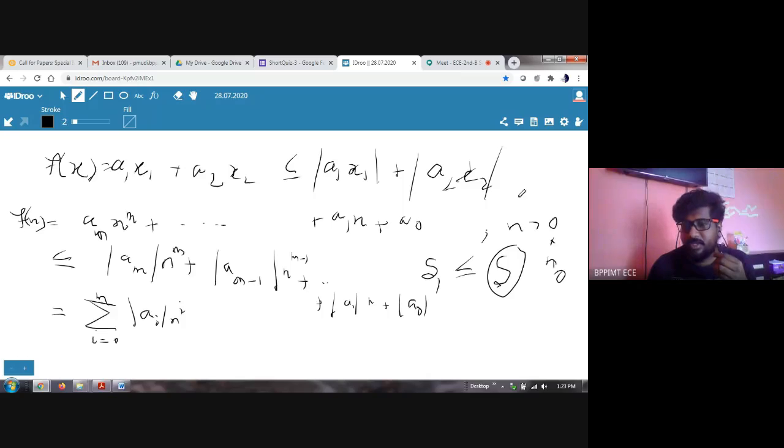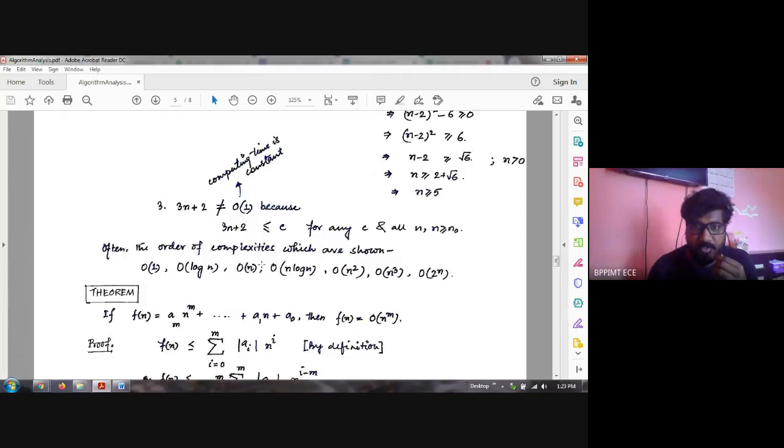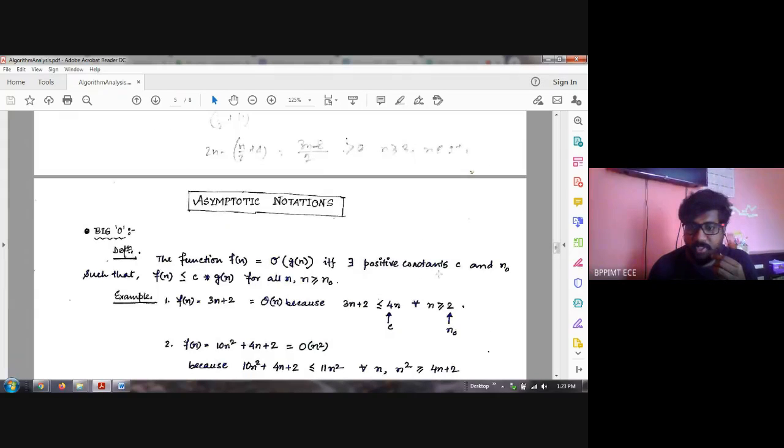So n greater than 0 means at least n greater than or equal to 1. That means n0 is greater than or equal to 1. So we have a positive constant n0, which is 1, for n greater than or equal to 1. This overall inequality, f(n) less than or equal to c times g(n), is getting satisfied. And this c has to be a positive constant, positive constants c and n0.